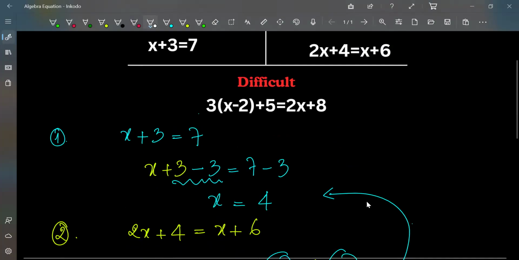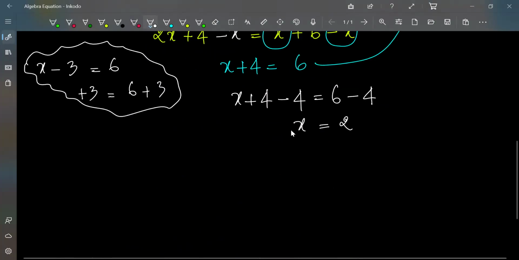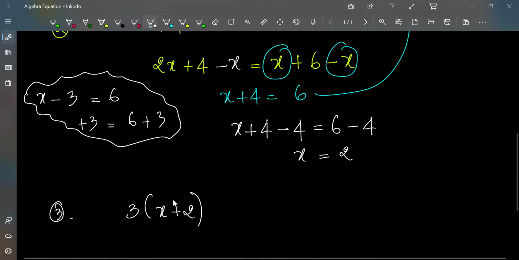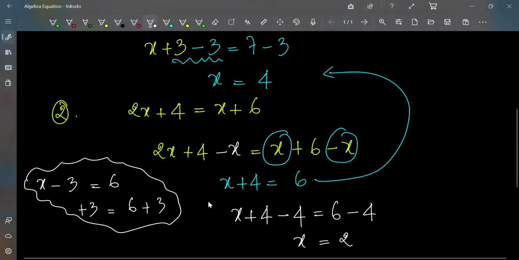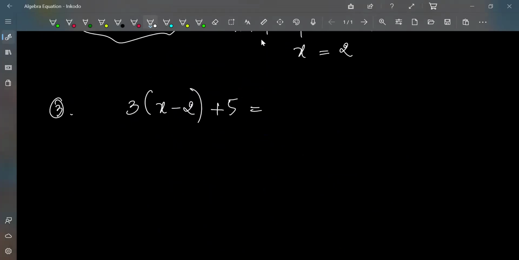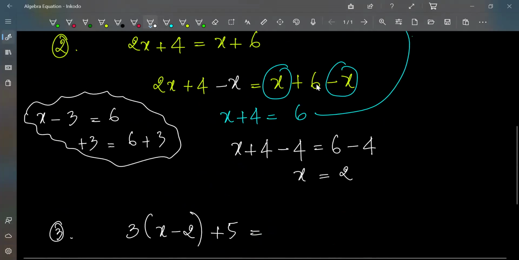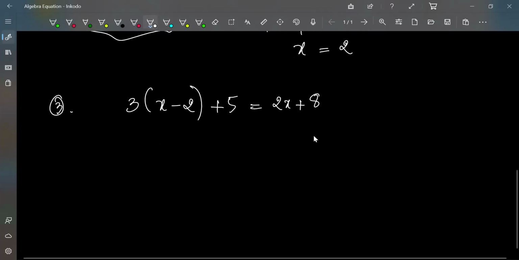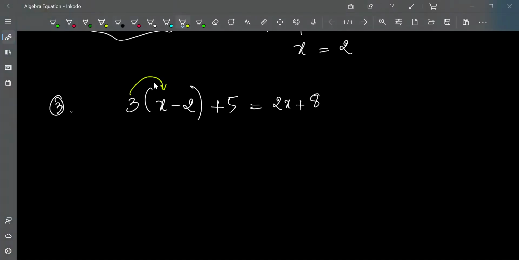The difficult one is the equation 3 times x minus 2, plus y, equal to 2x plus 8. Sorry, let me check it. Yes. 3 times x minus 2 plus y equal to 2x plus 8. So for the first step, you need to multiply 3 into this.